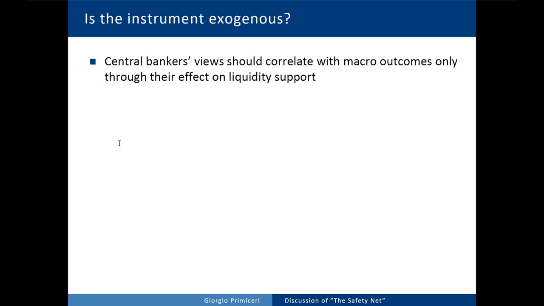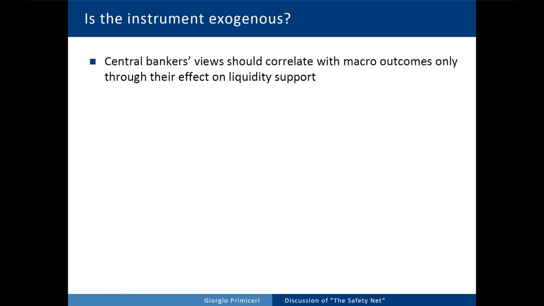Okay, so let's start with the possible threats to identification. I want to discuss basically whether the instrument that they use is really exogenous. Remember that the instrument used are the pre-crisis beliefs of the appointed central bank, of the central banker in charge at that point. And for the instrument to be exogenous, we need to believe that these views, these beliefs of central banks, should correlate with a macro outcome during a crisis only through the effect of beliefs on whether a central bank decides to provide liquidity support or not.